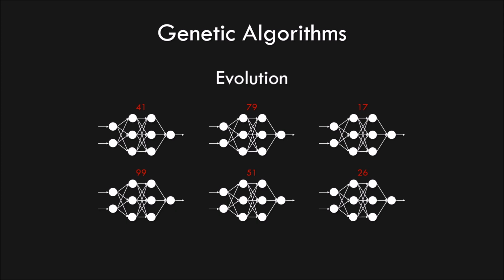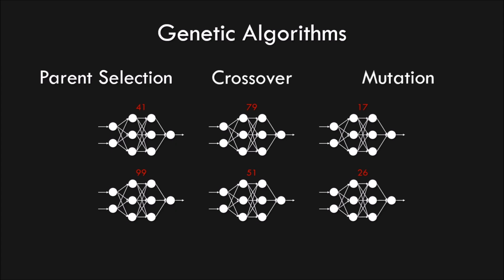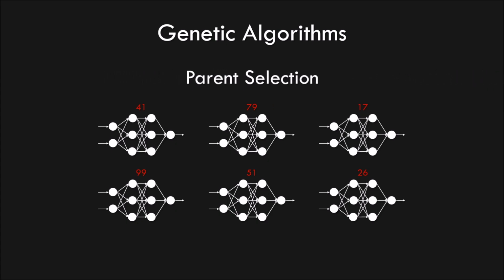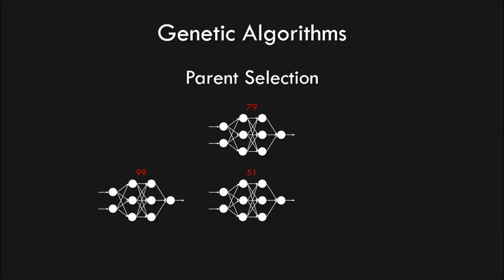To better explain how this evolution step works, we can simplify it into 3 main stages, which are parent selection, crossover, and mutation, usually done in that order. In the parent selection stage, the networks which will be used to produce children for the next generation are chosen. For example, a simple approach to this would be to select the top 20% of networks based on fitness values and use them as parents.